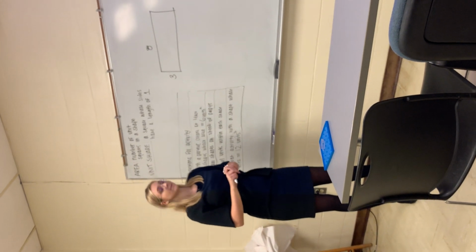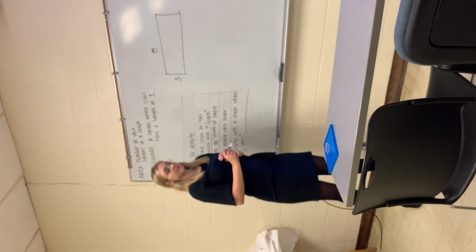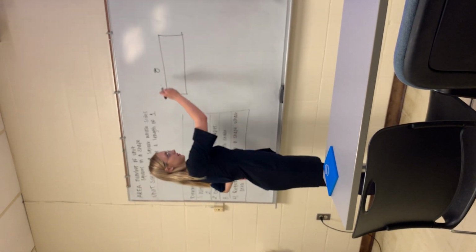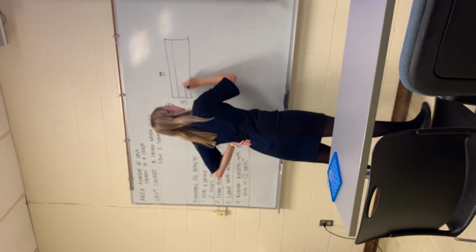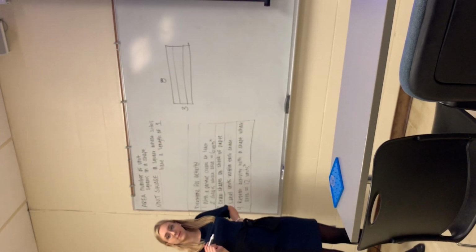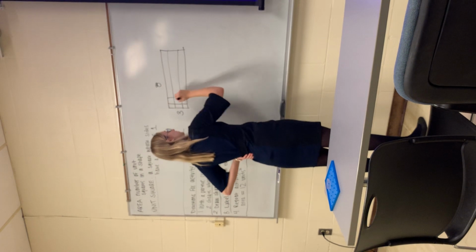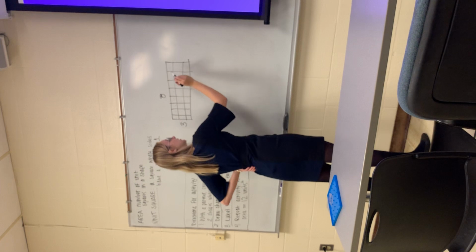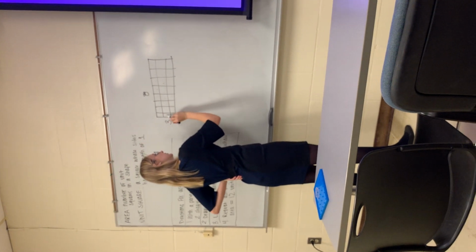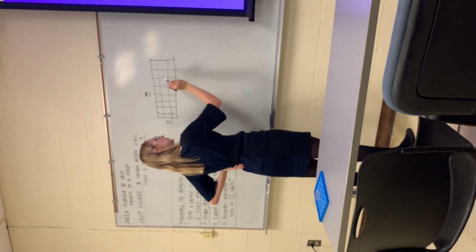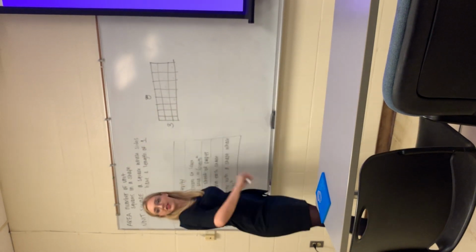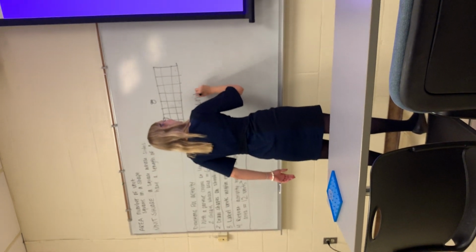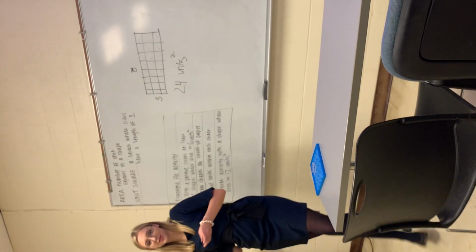3. So make 3 rectangles. So draw 2 lines across it, and then 7 lines to make 8 down. 1, 2, 3, 4, 5, 6, 7. 1, 2, 3, 4, 5, 6, 7, 8, 9, 10, 11, 12, 13, 14, 15, 16, 17, 18, 19, 20, 21, 22, 23, 24. So what's our answer? 24 units squared. Great job, guys. You can start putting up your materials.